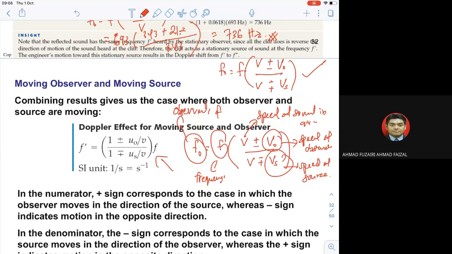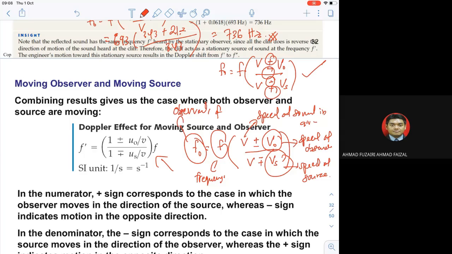And this one is for moving towards the sound. Moving towards the sound will use V plus or V minus. But moving away, they will definitely use the lower sign. But please look at the sign. Anything else, the basic is still there.